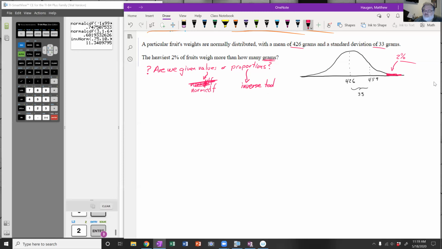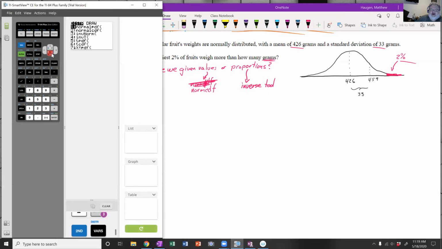What proportion have we been given here that we're going to use? If we go to our distribution tool and our inverse normal, it asks for an area. What area are we going to put in here? Somebody other than Kim, what area are we going to put in there? Wouldn't it be the 426 grams? Is the 426 grams a percentage, a probability?